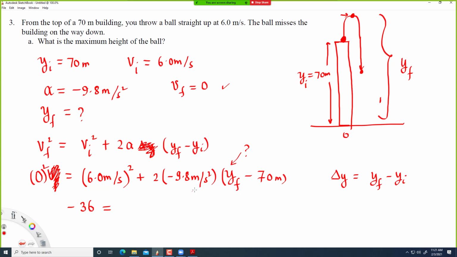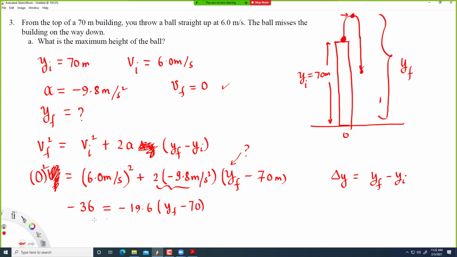When you are doing the intermediate steps, you don't need to write the units. Sometimes units are a little bit messy. You can just write the unit at the end of your answer. So 36 to the other side. So this is negative 19.6 times yf minus 70.